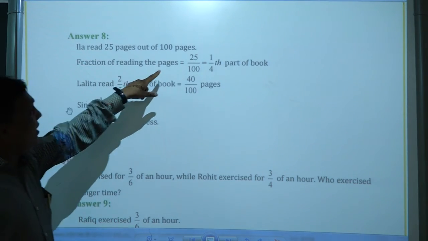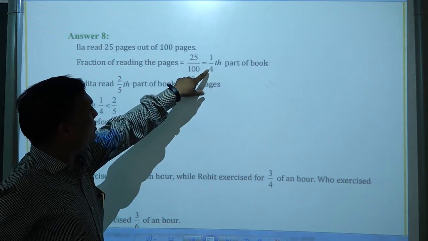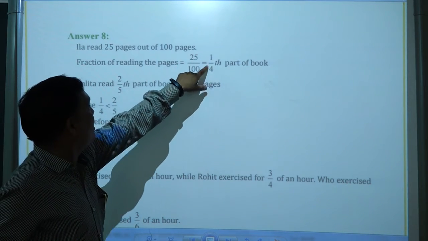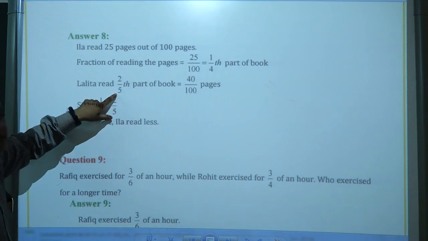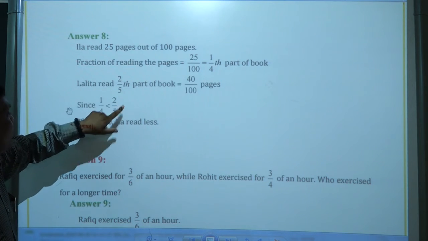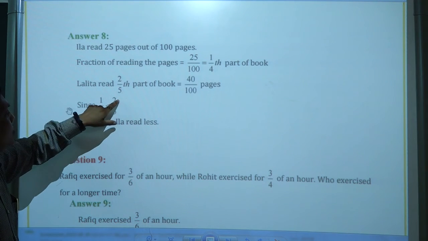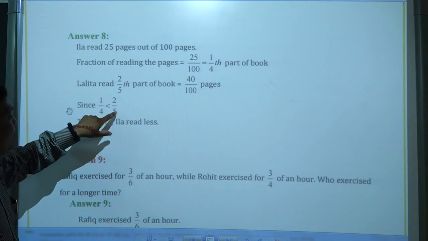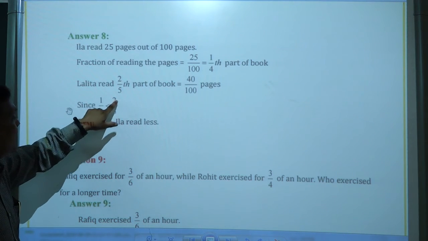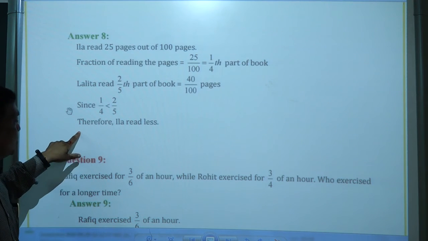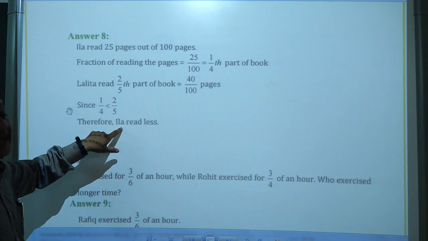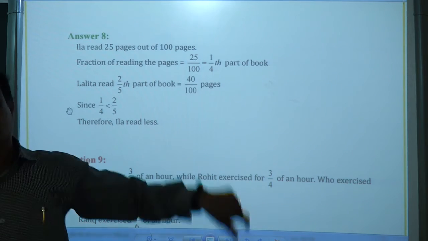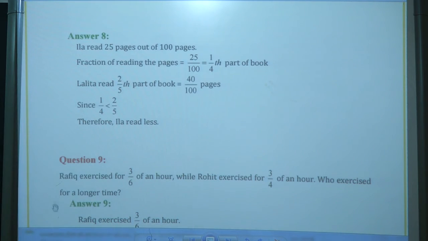Why 40 upon 100? Because 25 ones are 25, 25 fours are 100, so 1 upon 4 part and 2 upon 5 part. Comparing 1 upon 4 and 2 upon 5 by cross multiplying, this is coming 5 and this is coming 8. So 2 upon 5 is the greater portion. Therefore, Ela read less and Lalita read more. Next question.